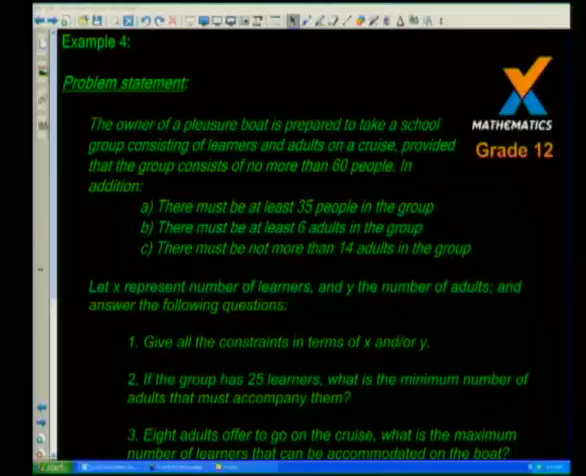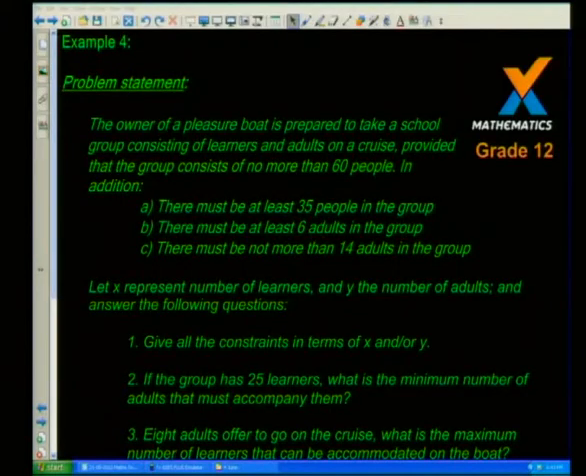It says here's the problem statement. You have the owner of a pleasure boat who's prepared to take a school group consisting of learners and adults on a cruise, provided that the group consists of no more than 60 people, and in addition, there must be at least 35 people in the group, there must be at least 6 adults in the group, there must be not more than 14 adults in the group.